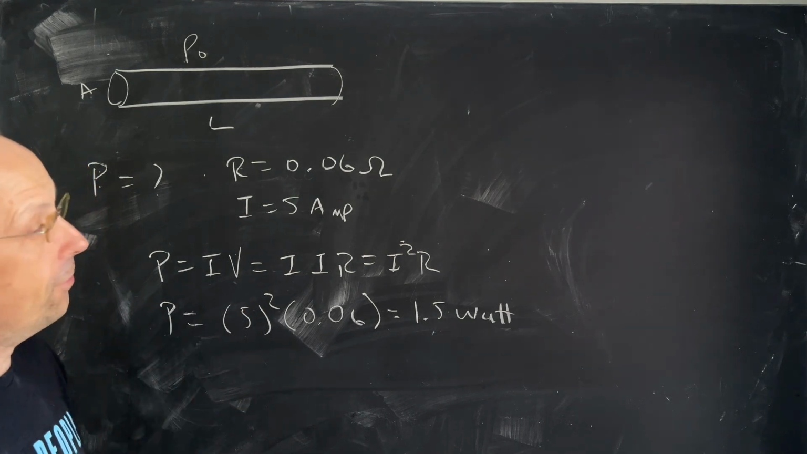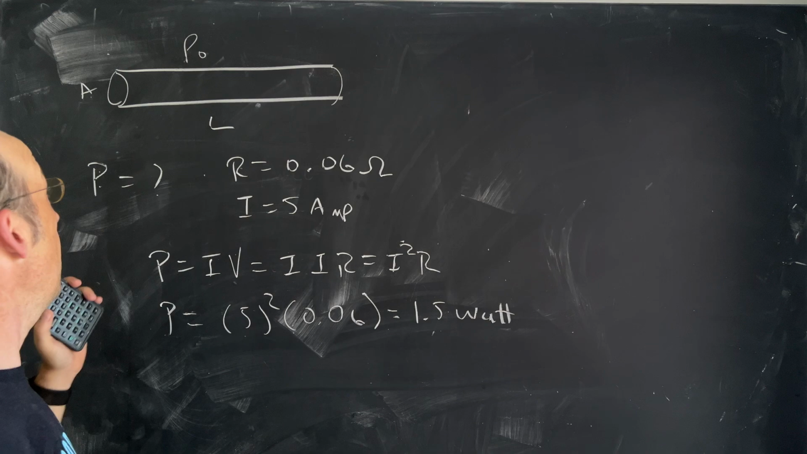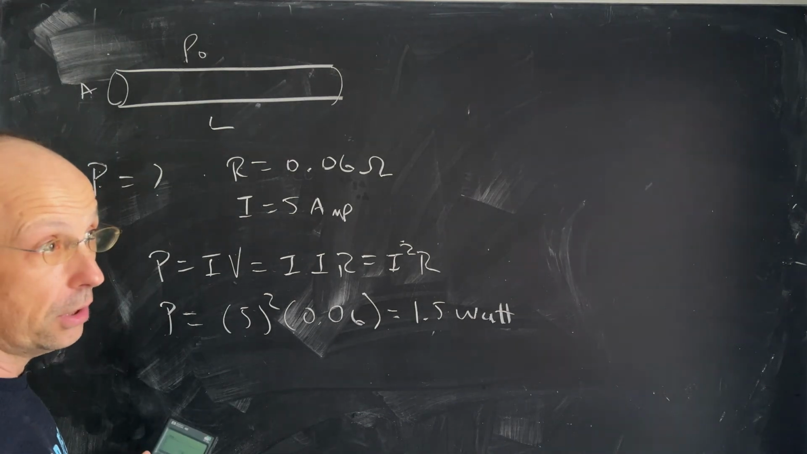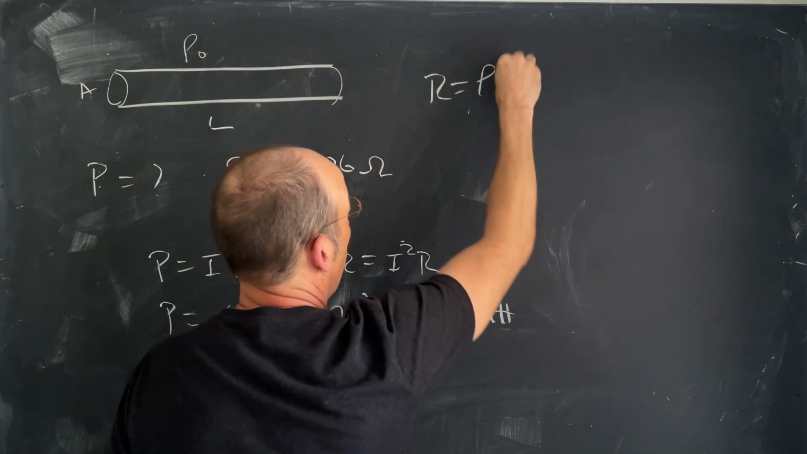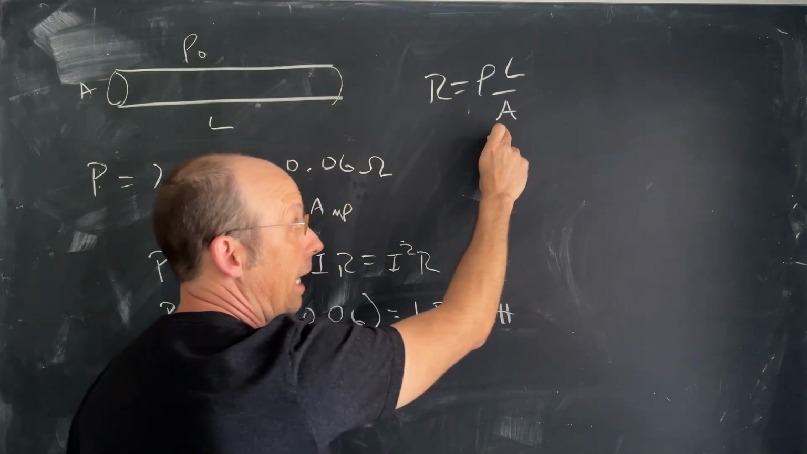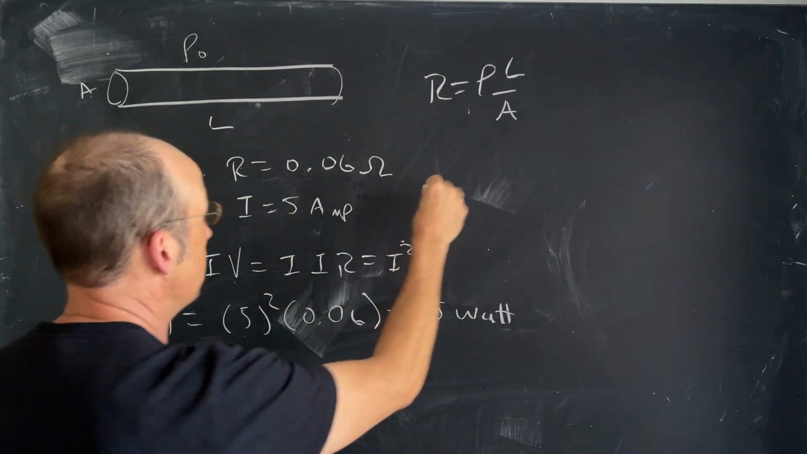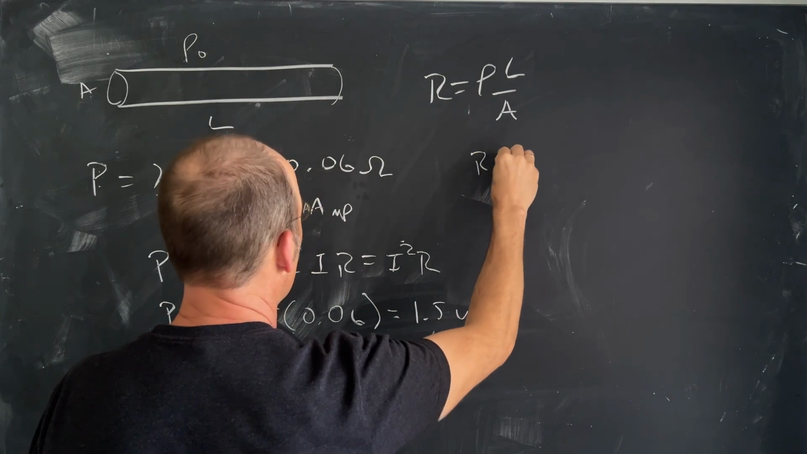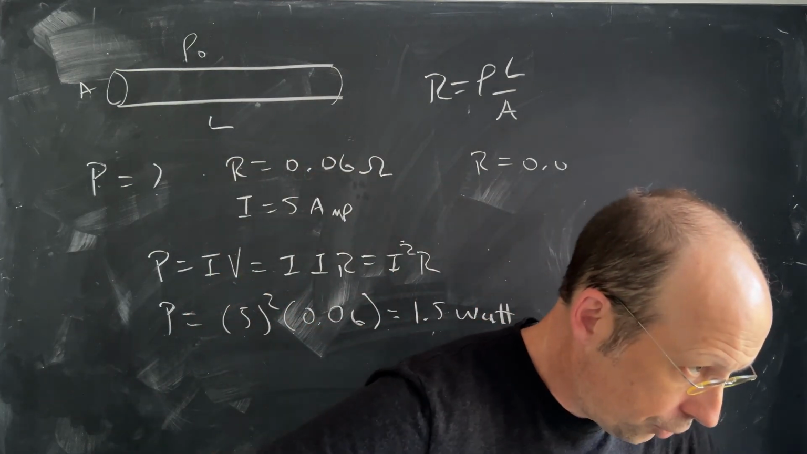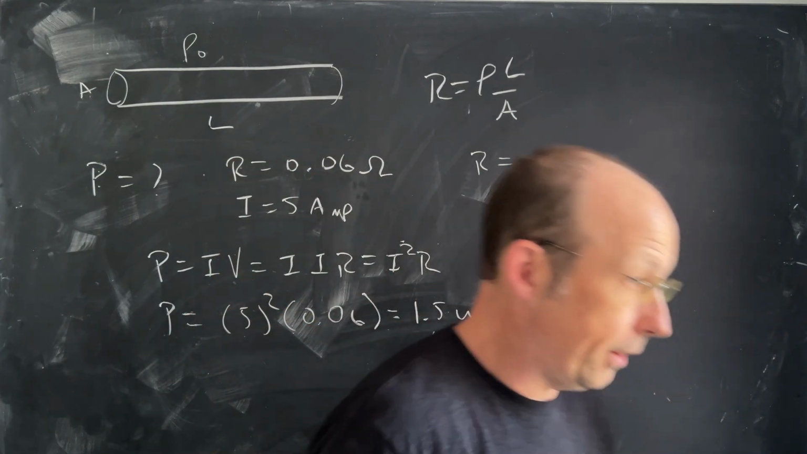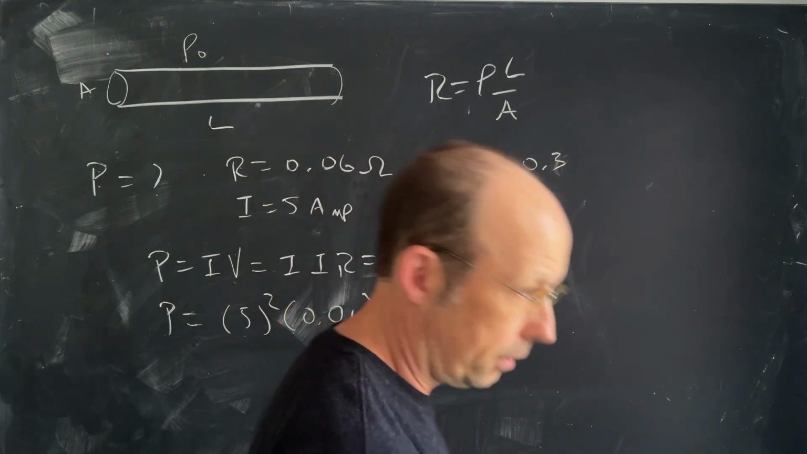Okay, but now the second part says, what if it's a cheaper cord, the area is half as much? Well, if the area is half as much, remember R equals rho L over A, if I make A half as much, the resistance is going to go up by 2. So it's going to be twice the resistance. So R2 is equal to 0.3. Oh, what did that say?